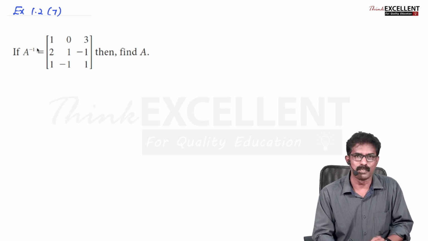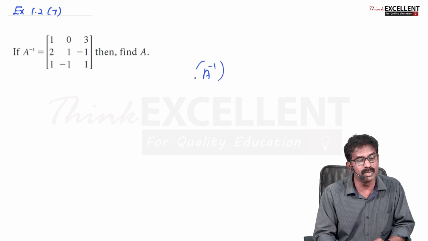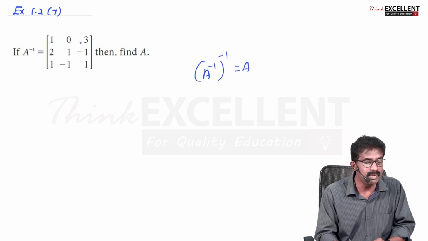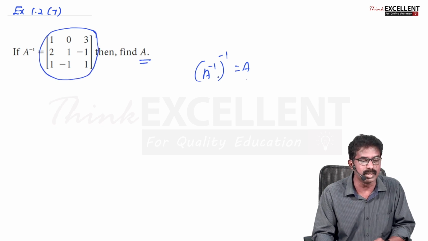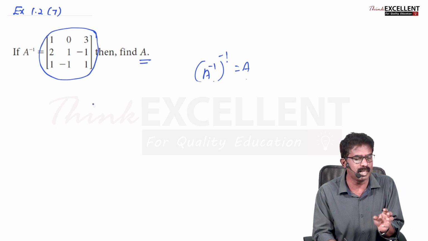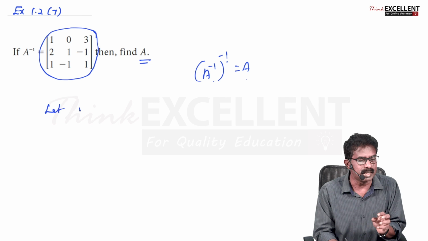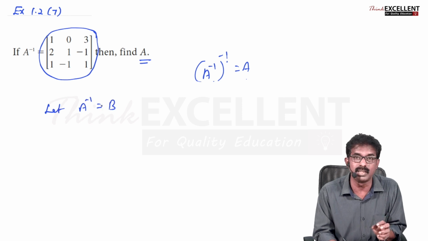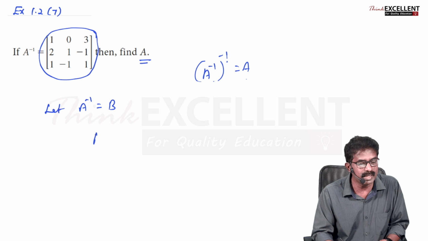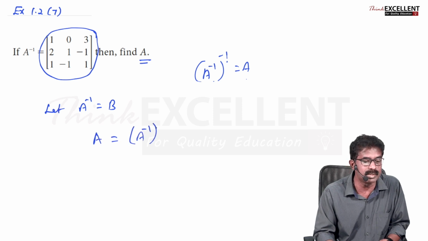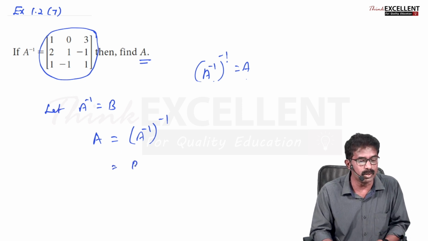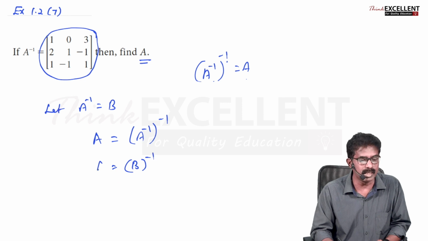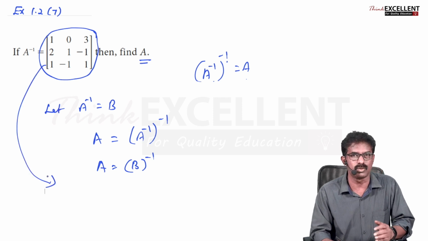Look at the next question. A inverse is given. You know this property: A inverse, the whole inverse equal to what? A. A inverse is given. This is A inverse. What they asked to find? A. So A equal to A inverse, the whole inverse. If you want to do it very simply, let A inverse equal to B. I am taking A inverse as B. But we know we want to find A. A equal to A inverse, the whole inverse. A inverse only I named as B. So you find B inverse. So A is equal to B inverse. What is B? This is our B. This only I have taken as B. Otherwise you will be confused.